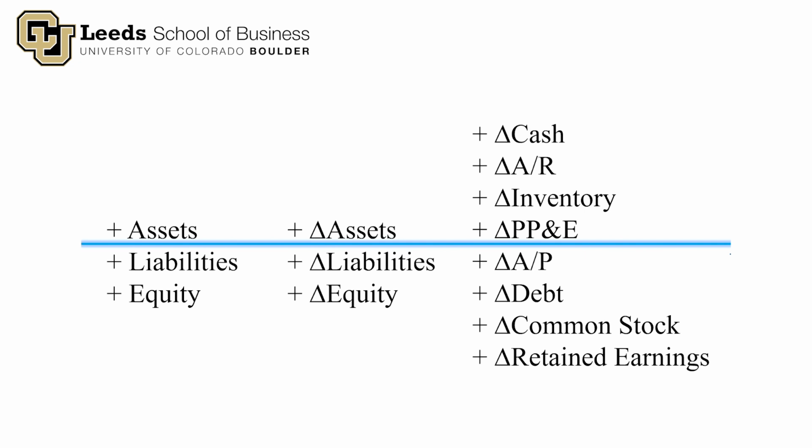I hope you see that these relationships are still true. First, I just converted levels to changes. That's the first thing I did. The second thing I did was decompose assets, liabilities, and equity into their components: the components of assets, the components of liabilities, and the components of equity. Now let's move on to the next step.